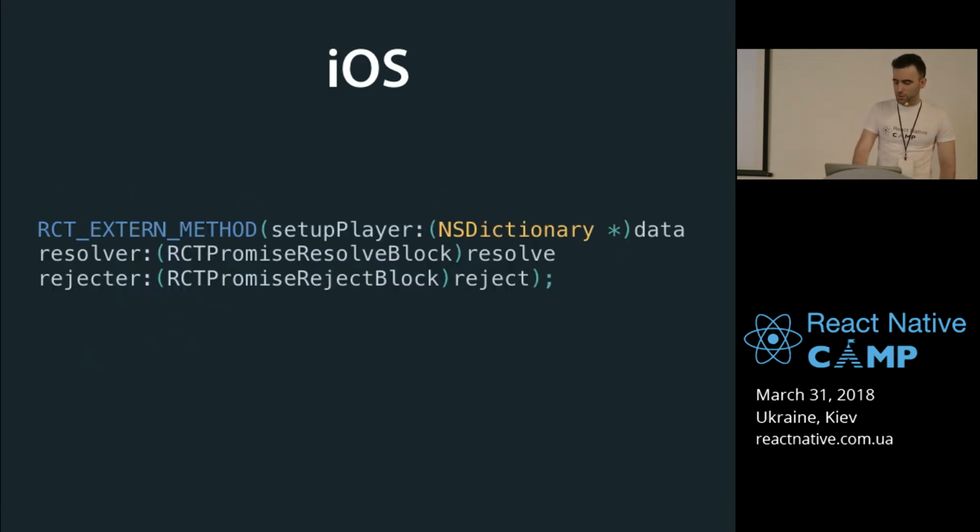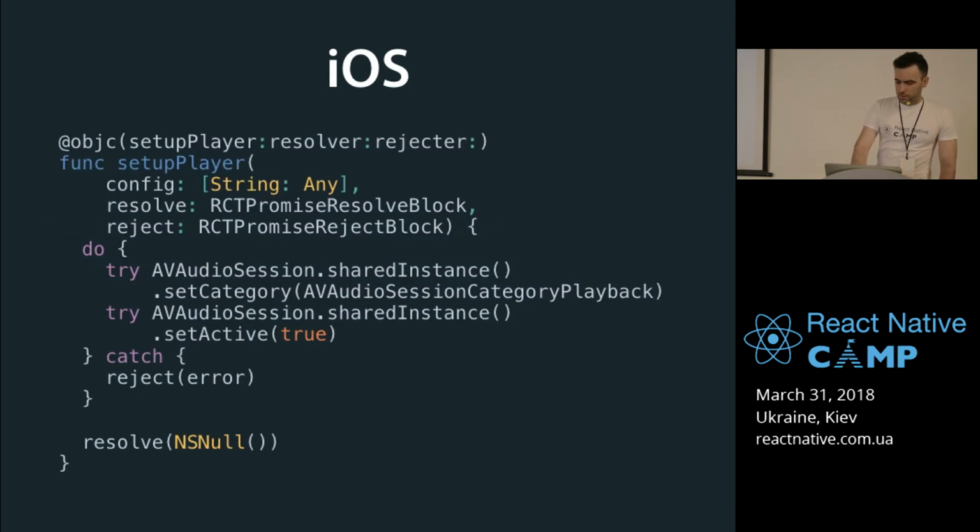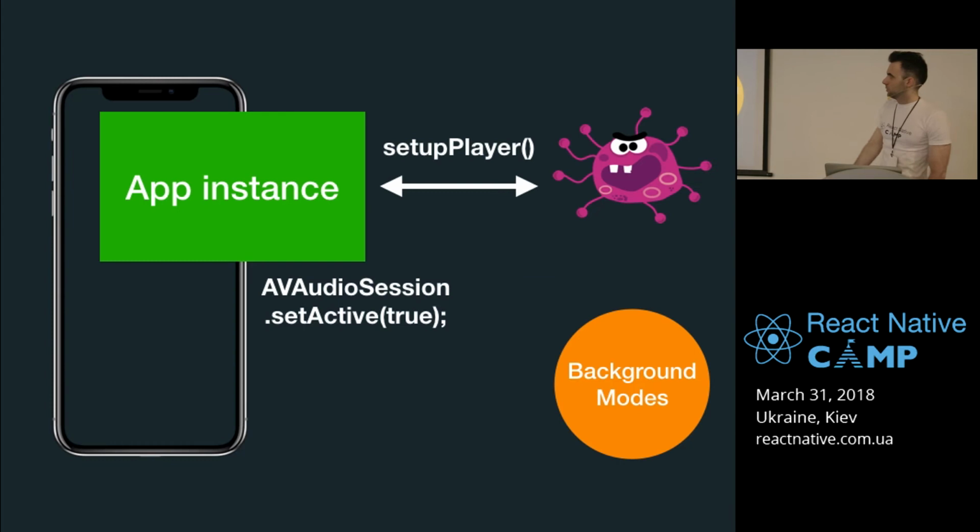This is this nice Objective-C code. So this is the way you export a method. On iOS, if you want to write a native module, there is RCT_EXTERN_METHOD, and it's called setupPlayer. And if you dig deeper, in this case it's Swift, at the end what happens is it will start a session with this AVAudioSession. So this is how on iOS you would start a session. You send this setup player command through the bridge, and it sets up the audio session. We didn't touch the background mode yet, but we will.